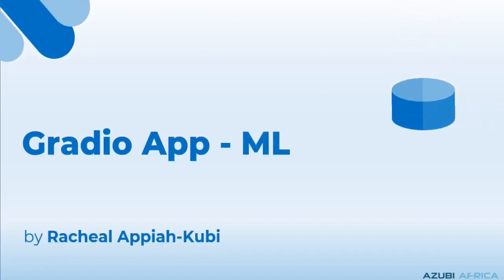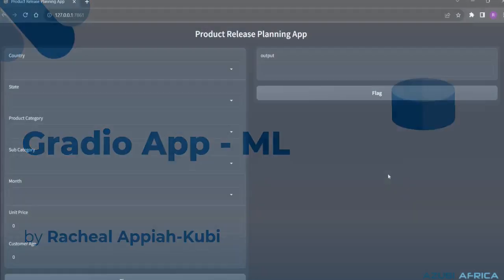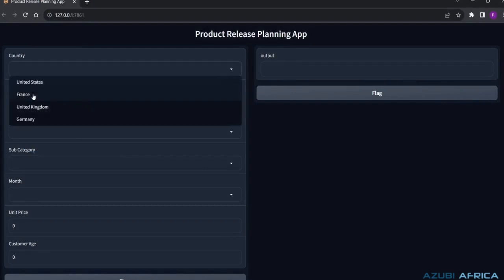Hi, my name is Rachel, and in this video we're going to create a simple Gradio app to plan the product release of a company.